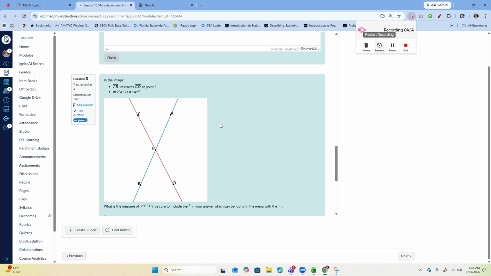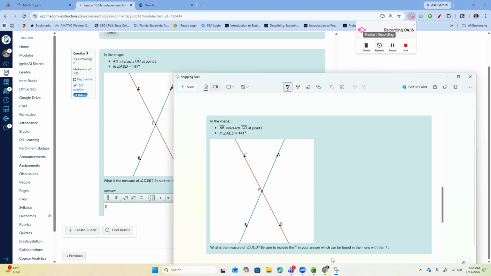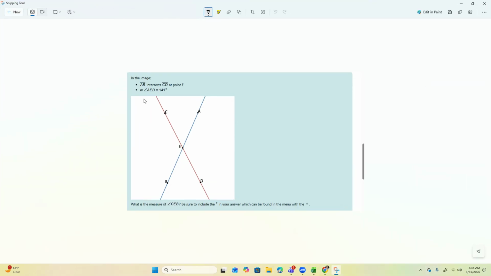Same idea as the previous one. They gave us two lines that intersect, line AB, the blue line, and line CD, the red line. They cross at point E. They gave you the angle AED. So let's find out which angle that is. This angle here that I'm shading in yellow says that it measures 141 degrees.